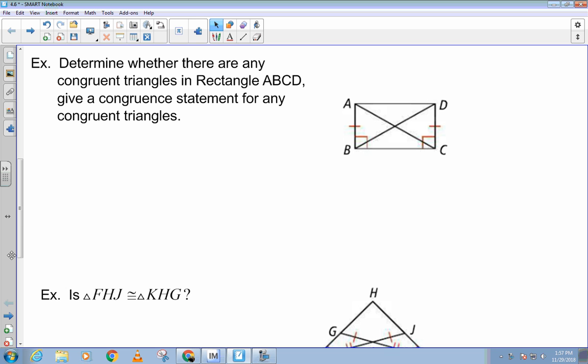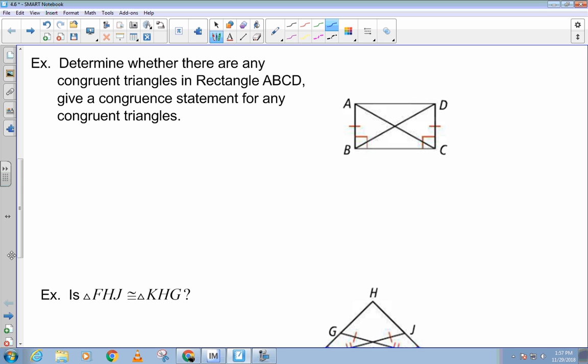Give a congruent statement for any congruent triangles. Okay, now there's lots of different ones. We're not going to name all of them here, but I want you to think about what two triangles might be congruent in this rectangle. And remember, rectangles have opposite sides that are equal. They have 4 right angles, and their opposite sides are also parallel. We're not going to talk a lot about rectangles, but we do know that that's true. So what do you think? Can you see any triangles that would be congruent there?